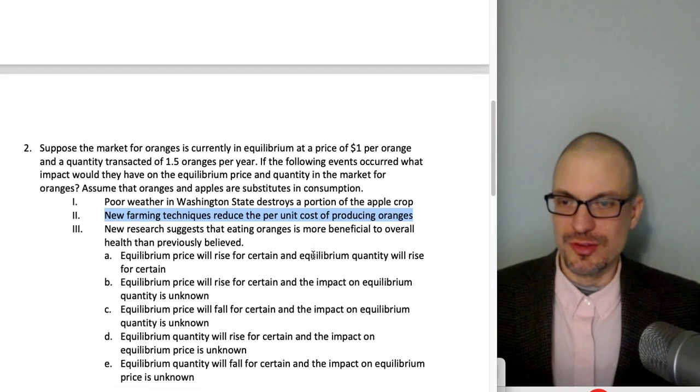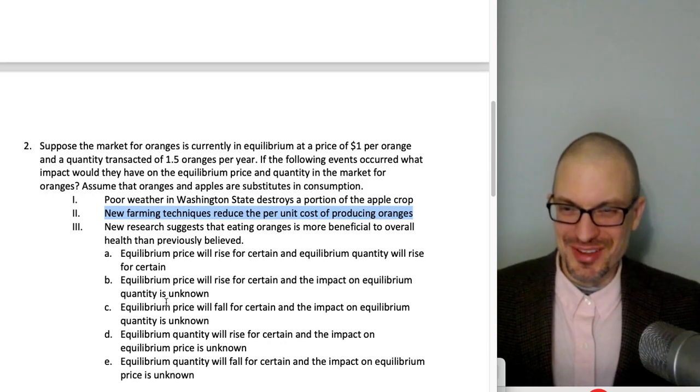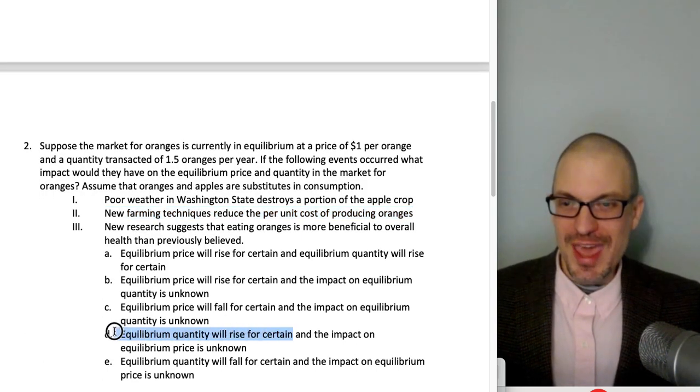And so I'm just going to look down. Price will rise for certain. Nope. Price will rise for certain. Nope. Price will rise for certain. Nope. Equilibrium quantity will rise for certain. Yeah, because we have an increase in demand and an increase in supply. And the impact on price is unknown. Yep. So it's option D. Equilibrium quantity will fall for certain. Nope. That's not what happened.